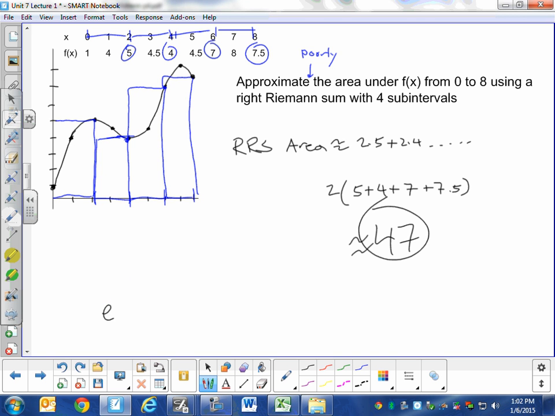So you could say the exact is probably between my left Riemann sum in this case and my right Riemann sum. For most situations, if my graph is consistent in the way it's moving, these left and right Riemann sums will give me bounds for what my exact area could be. Okay? So, cool. Two more.